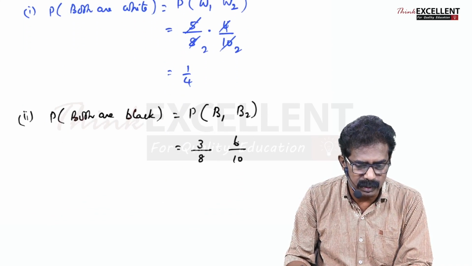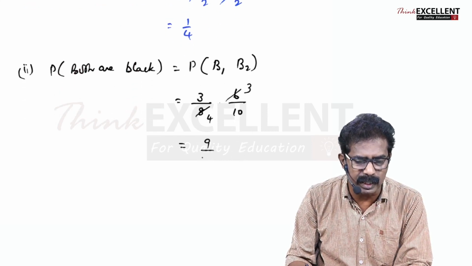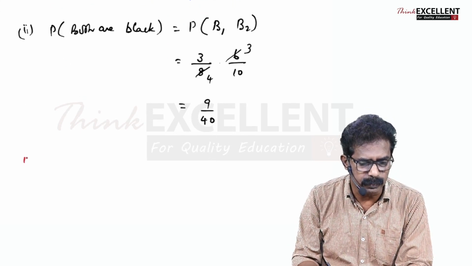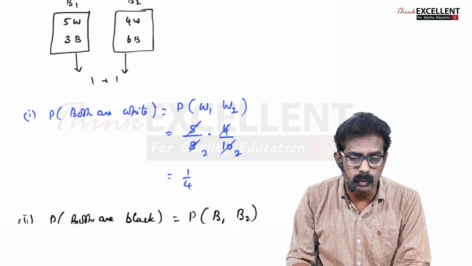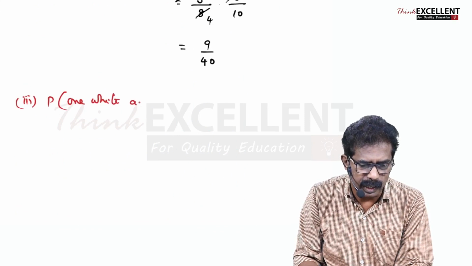Again you cancel by 2 table. Here 3 and 4, right? So our answer is 3 3s are 9, 9 by 40. Now let's see the third subdivision. Third one, what they ask, probability that one white and one black. One white and one black.